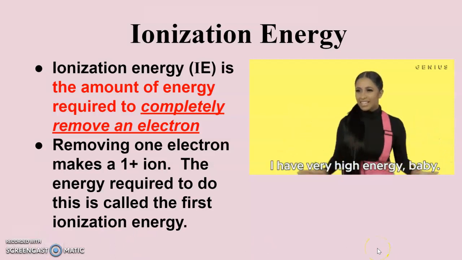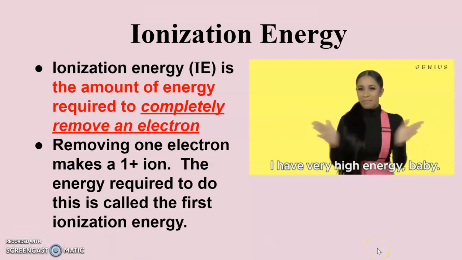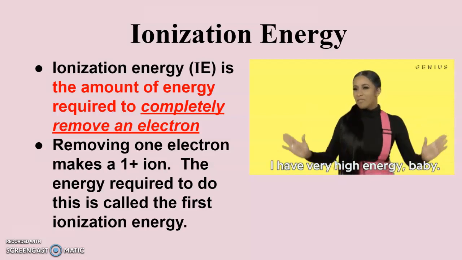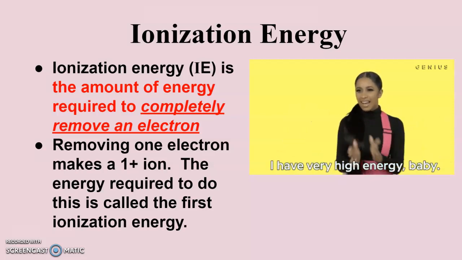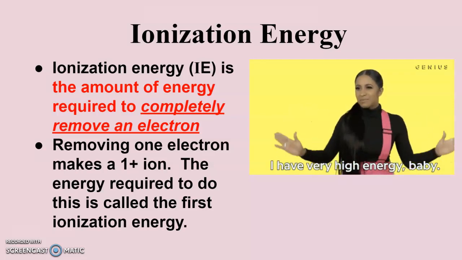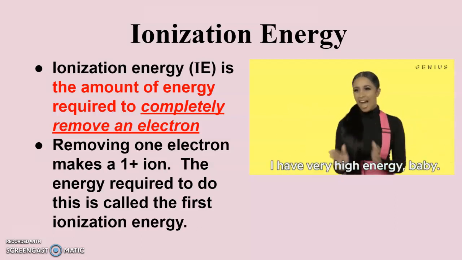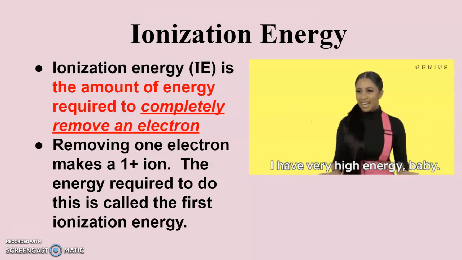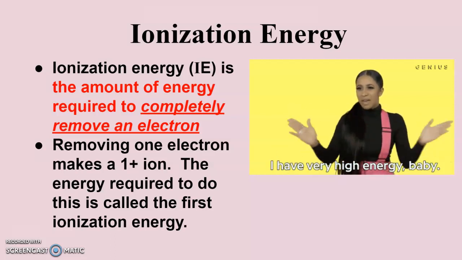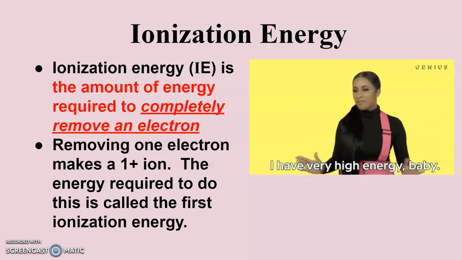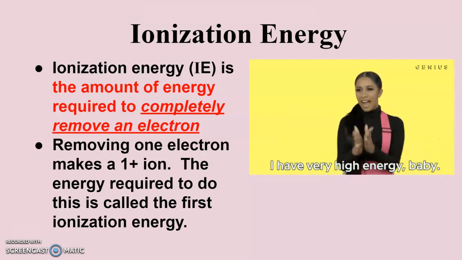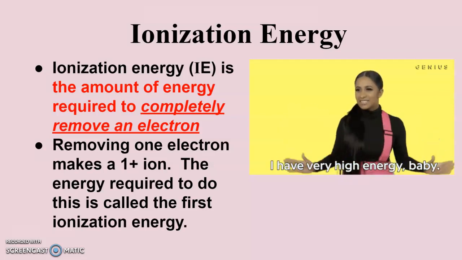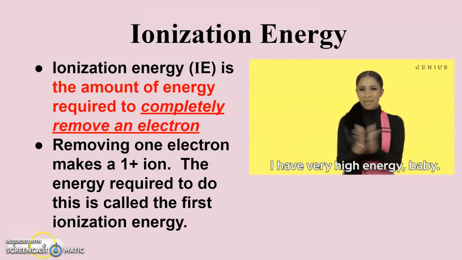Next is ionization energy, and that's the amount of energy required to completely remove an electron. So remember, our metals tend to donate electrons, and our nonmetals will take electrons. So removing one electron makes a cation, we know that, and the energy required to do this is called the first ionization energy. So ionization energy is how much energy it takes to remove an electron from an element.